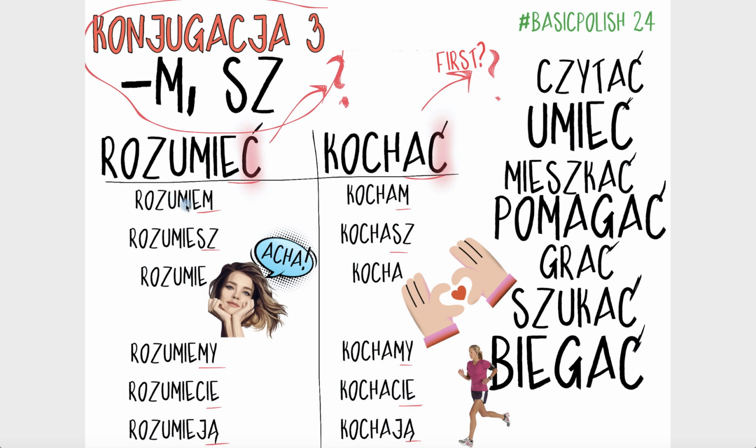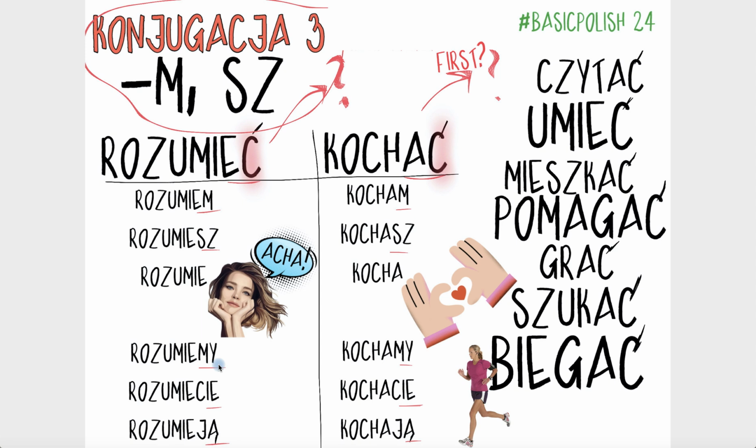So umiem, I can. Umiesz, you can. Umie, ona umie, she can, she knows as well. I will explain the meaning of umieć and wiedzieć very soon, because we've got a few verbs for the meaning of can or know.